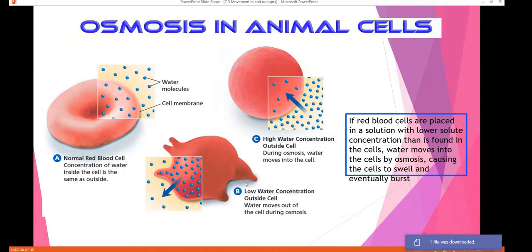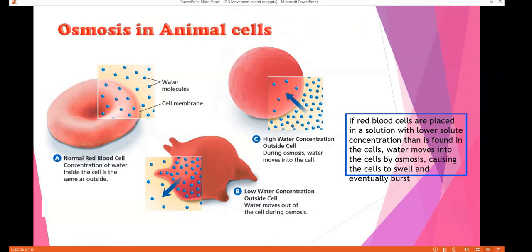Yes, sweeties. Who wants to explain the difference between these three cells, A, B, and C? We did this already when I was teaching you last week about osmosis in animal cells. Didn't we discuss this? Can I explain? Go ahead, sweetie.